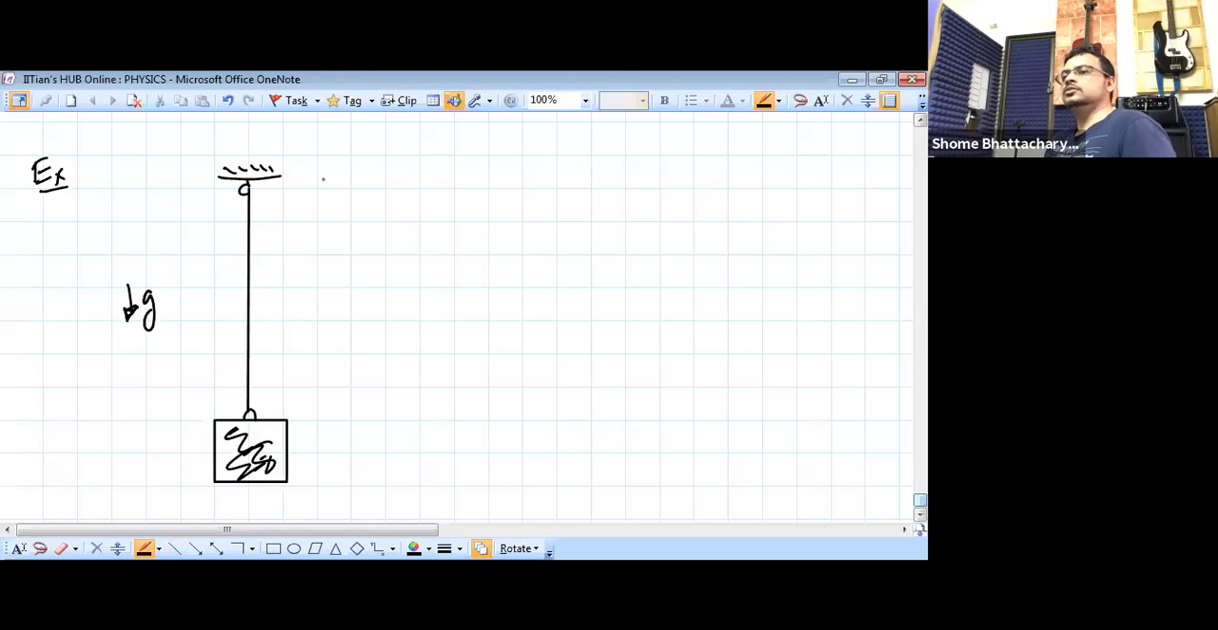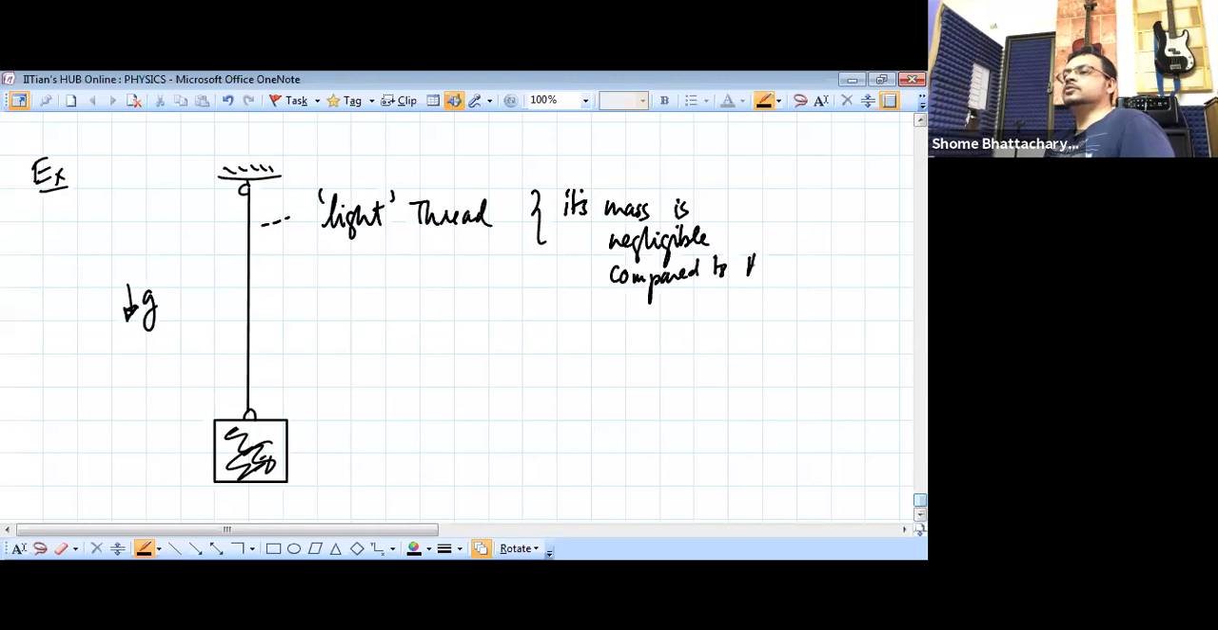So this is a light thread. So what we mean by light is that its mass is negligible compared to the mass of the block below. So this is a block of mass capital M.